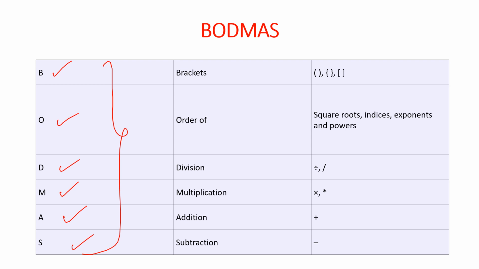Here, what is the brackets? You can see these are the types of brackets we have: curly braces, square braces, whatever we have. So order of means square roots, exponents, indices, powers. Whenever we find a question with square roots or powers, we have to solve this before solving division and multiplication. So this is the sequence we have to follow from top to bottom.